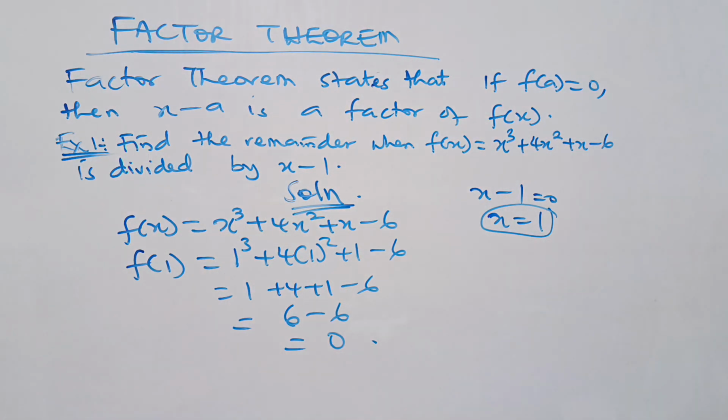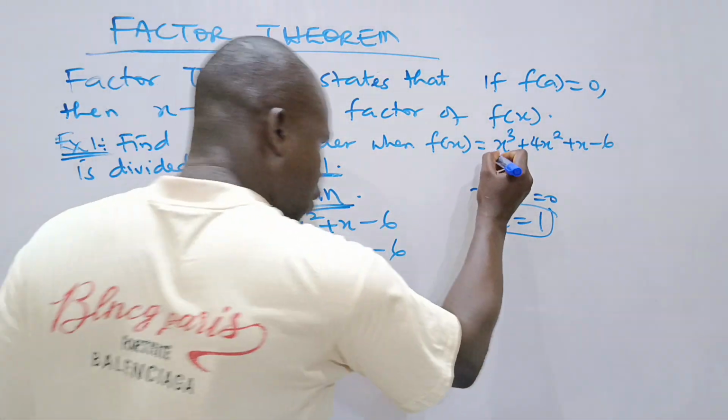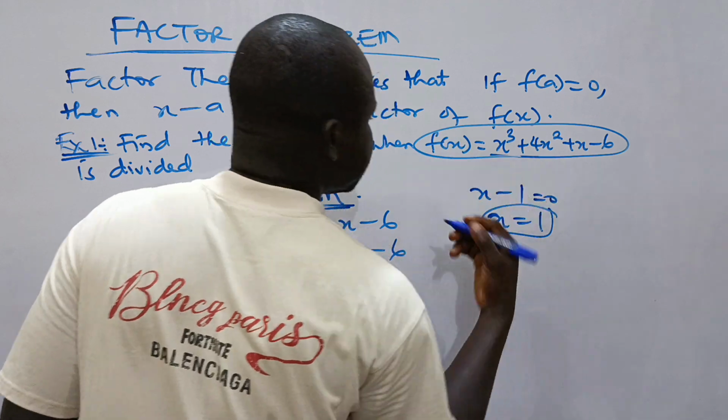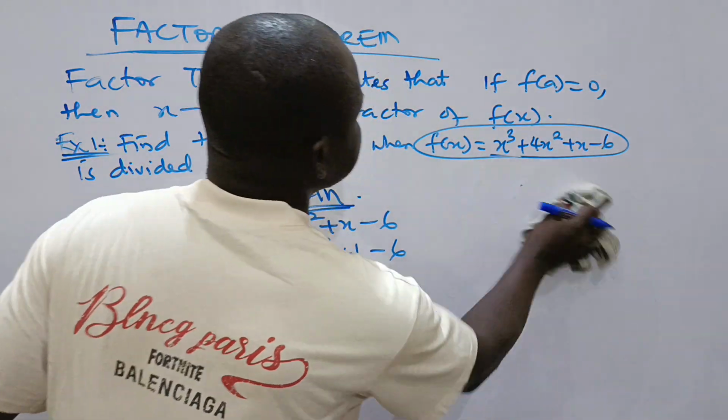So what is the implication of this? When we find the value of x, when x is equal to 1, and we substitute back, under the Remainder Theorem, whatever we get as our answer is the remainder when the polynomial is divided by x minus 1. But in this case, the remainder is 0. It simply means that since the remainder is 0, x minus 1 that was given is a factor of this polynomial. That is, we divide this polynomial without remainder.